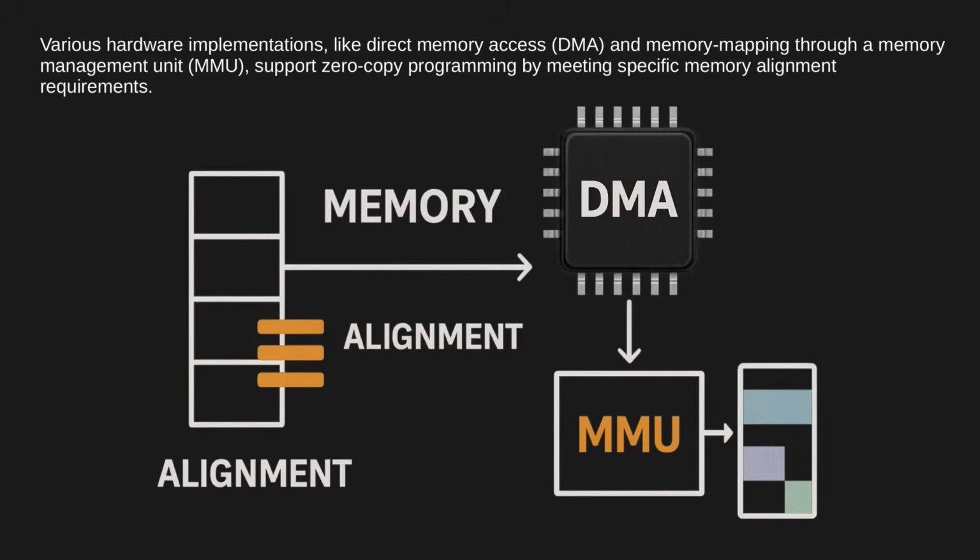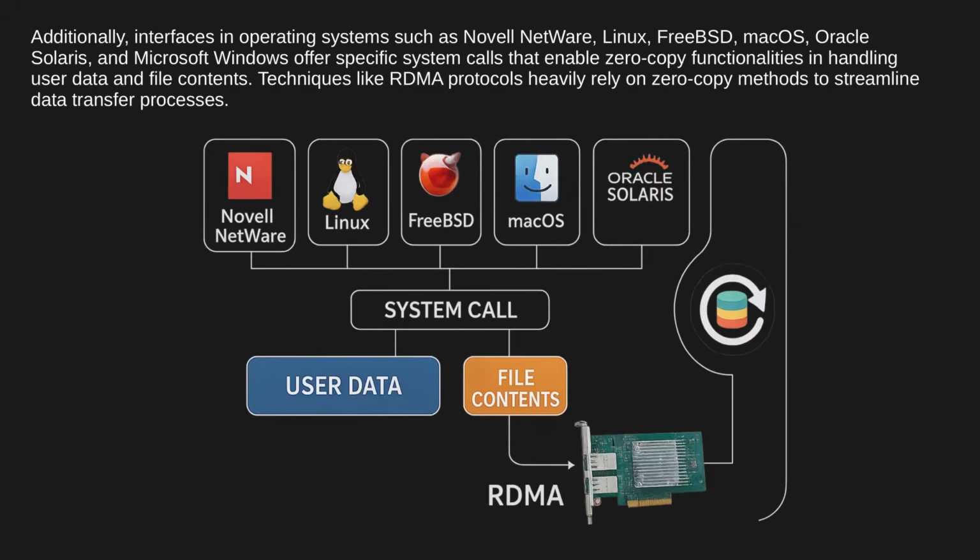Various hardware implementations like direct memory access, DMA, and memory mapping through a memory management unit, MMU, support zero-copy programming by meeting specific memory alignment requirements. Additionally, interfaces in operating systems such as Novell NetWare, Linux, FreeBSD, macOS, Oracle Solaris, and Microsoft Windows offer specific system calls that enable zero-copy functionalities in handling user data and file contents. Techniques like RDMA protocols heavily rely on zero-copy methods to streamline data transfer processes.